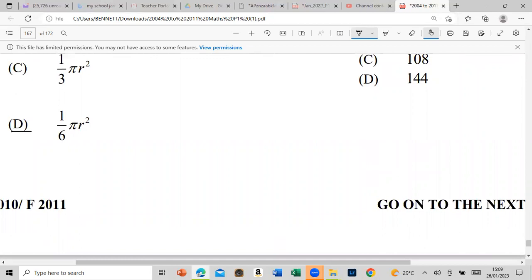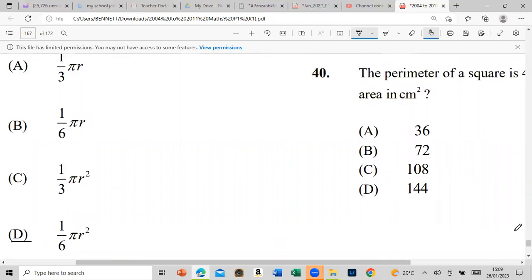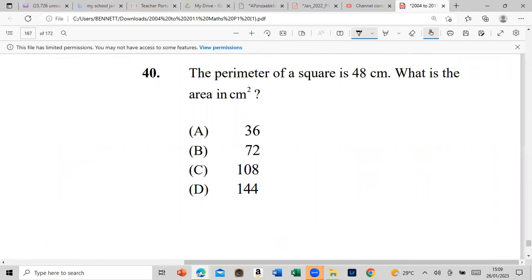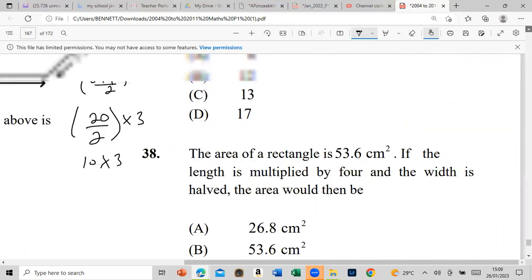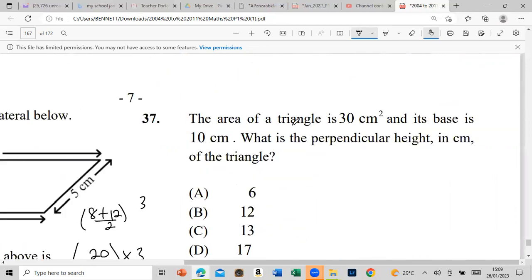The area of a triangle is 30 centimeters squared and its base is 10 centimeters. What is the perpendicular height? It's supposed to work out to 60, so 10 times what gives us 60? 10 times 6 gives us 60.